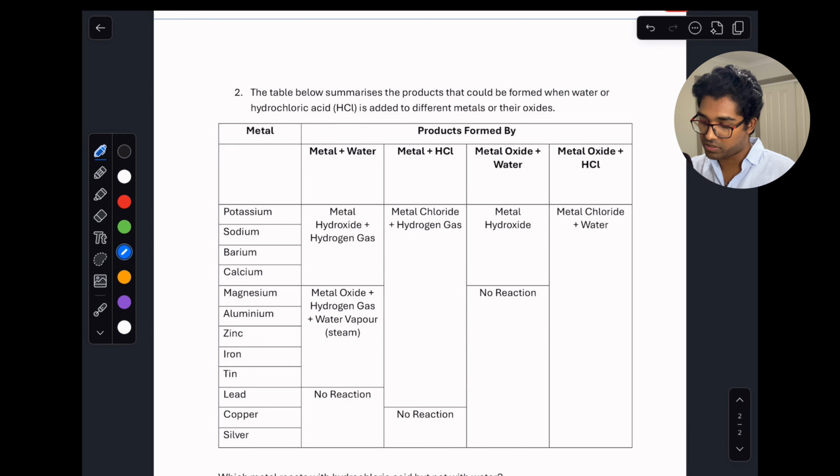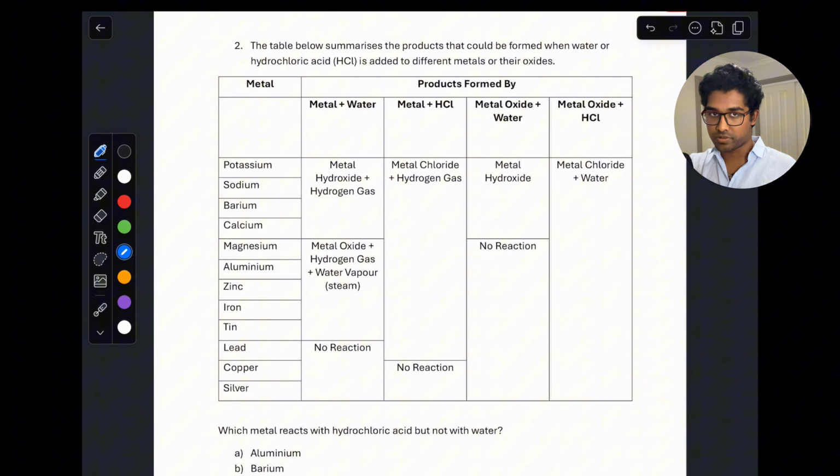So that's what that question looks like. Now, before you start this question, I want you to pause and have a quick read of it and then try and answer it yourself before I actually go through the solution with you.